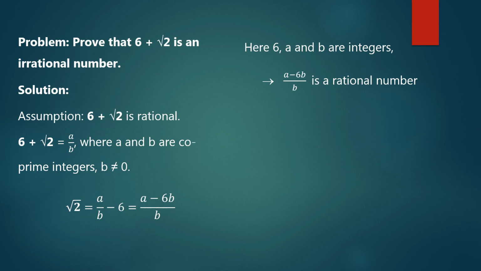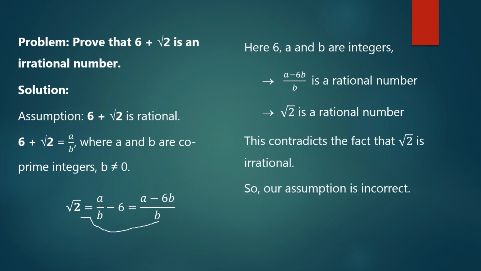Now again, the numbers involved are a, b and 6. Here 6, a and b are integers, and this is also no doubt a rational number. If you check by taking any values for a and b, this is always a rational number. But these two are equal, as we got. Therefore, root 2 is a rational number. This is false, we know. Root 2 is already irrational, we know that. This contradicts the fact that root 2 is irrational. So our assumption is incorrect. What is our assumption? 6 plus root 2 is rational, which is wrong. That means 6 plus root 2 is an irrational number.